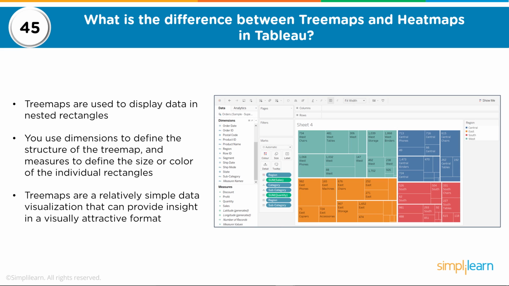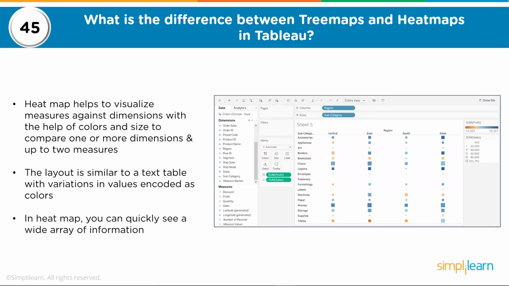And again, you can see the squares over here. This is our tree map over here, with each block also having its information inside of its different blocks. A heat map helps to visualize measures against the dimensions with the help of colors and size to compare one or more dimensions and up to 2 measures. The layout is similar to a text table with variations in values encoded as colors. In a heat map, you can quickly see a wide array of information.